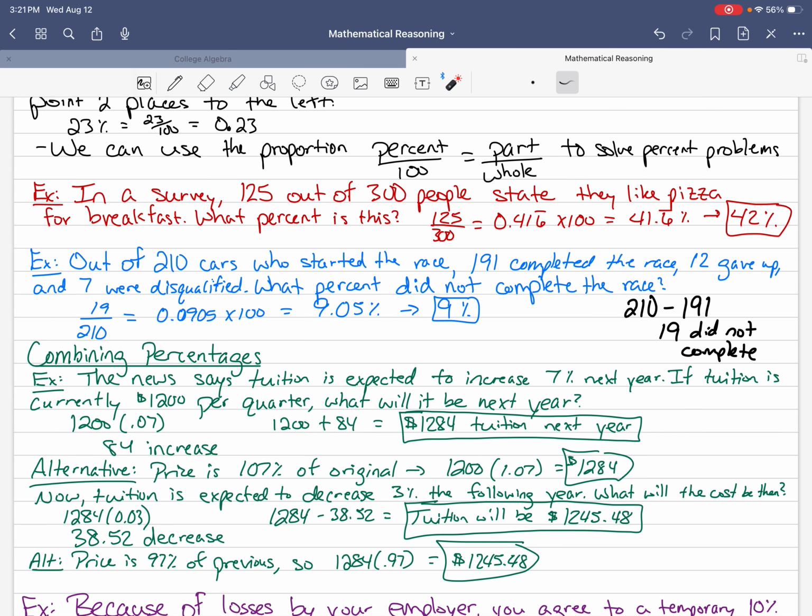Now, we can combine percentages and use that for different ways of solving problems as well. So we have an example here, and we're going to just jump right into it. The news says tuition is expected to increase 7% next year. If the tuition is currently $1,200 per quarter, what will it be next year? So we're going to take the percentage, combine that with the information we already know and use that to get an end result.